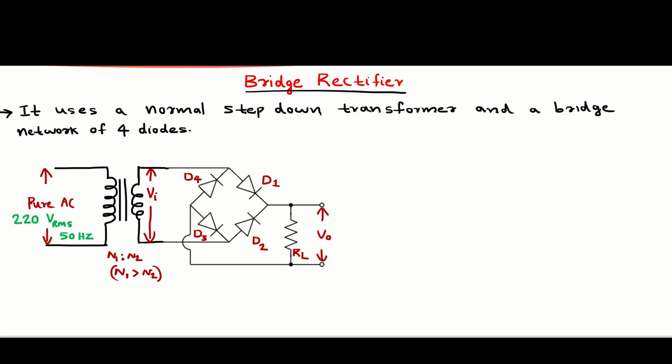The winding at the primary is indicated by N1 and the number of windings at the secondary is indicated by N2. So here N1 is greater than N2. For a step down transformer the number of windings at the primary is greater than that of the secondary. For a step up transformer this is reversed, N2 is greater than N1, but here we are using a step down transformer. The voltage developed at the secondary winding is indicated by Vi, and this is applied to the diodes D1, D2, D3 and D4. Across the bridge network a load resistor RL is connected, and the voltage across it is V0, which is the output voltage.